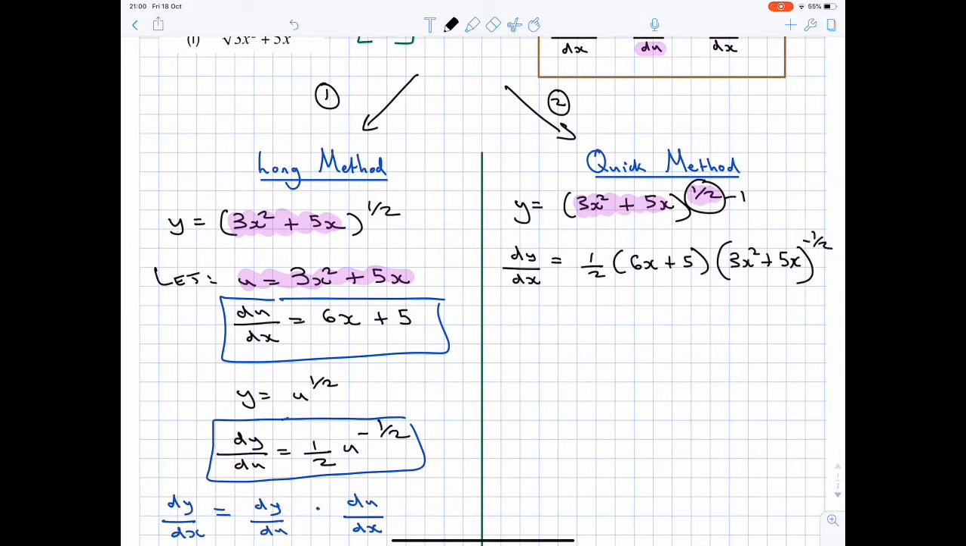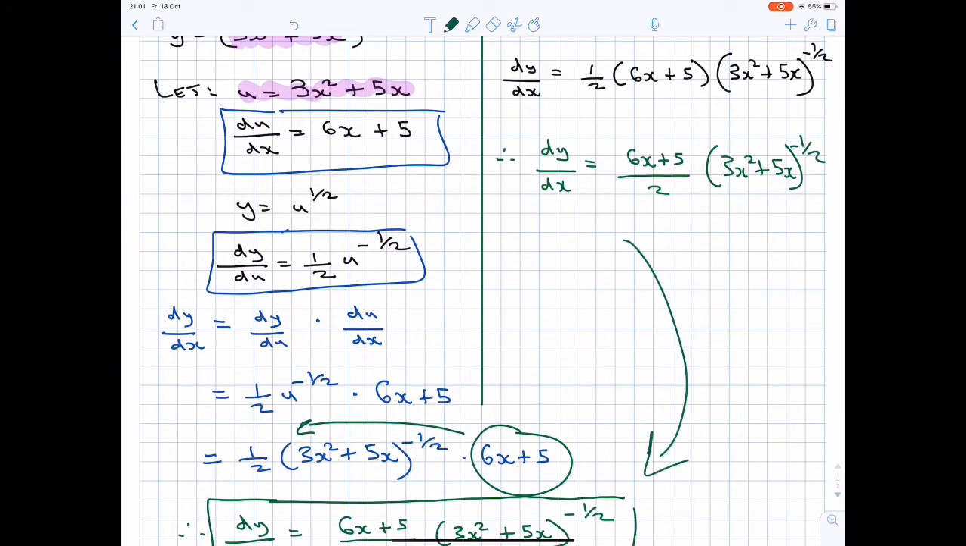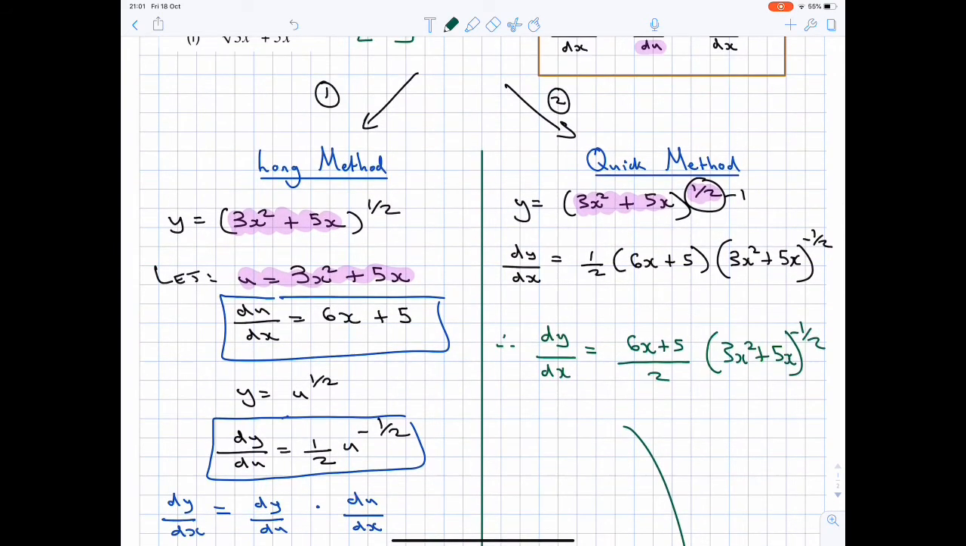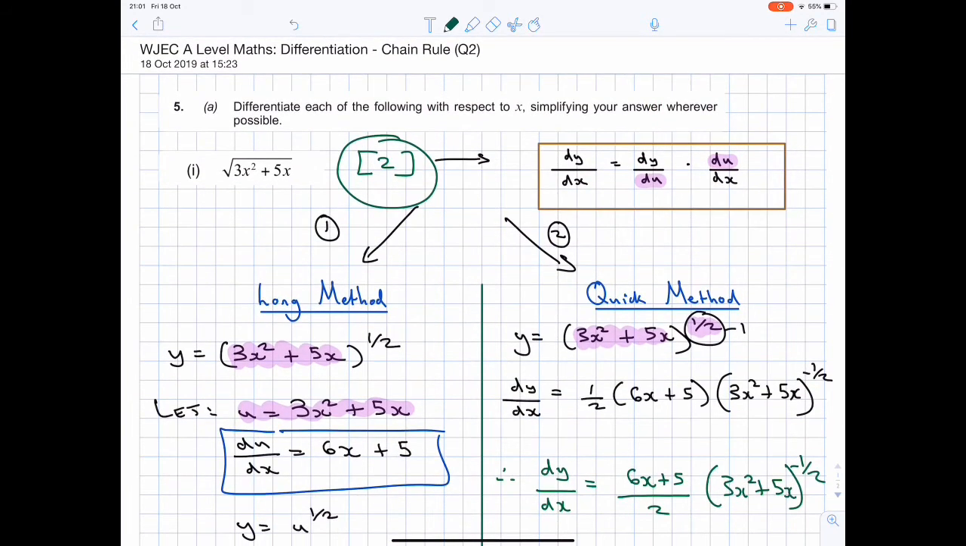And now I'm just going to simplify this. So we get, therefore, dy by dx equals 6x plus 5 over 2, times 3x squared plus 5x to the minus a half. And as you can see, we've obtained the same answer, but in a much more concise manner. And that's how you can get 2 marks on this question on the chain rule. And I hope that was helpful.